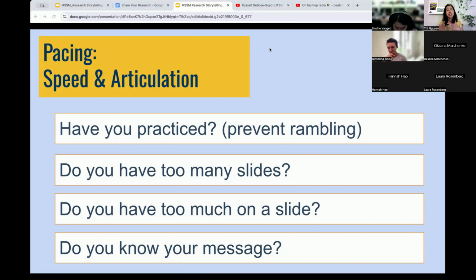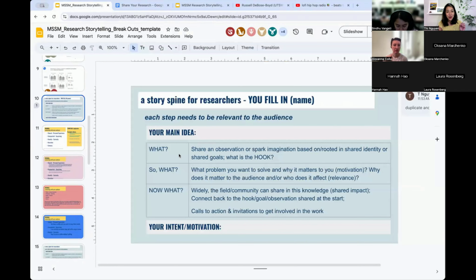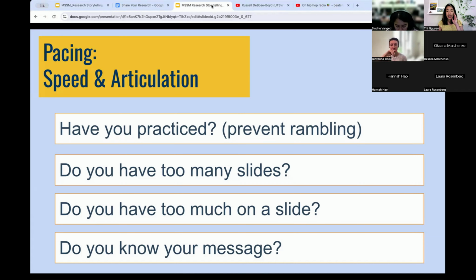I've given you all the data. Let me tell you what I'm going to do with it. So just remember again, this core outline. What is it? So what? Now what? And come back to that. And that's going to be a better experience for you. It'll be a better experience for the audience. And then, as we talked about, not having too much data on one slide is really important. And then finally, have you reiterated your message, right?